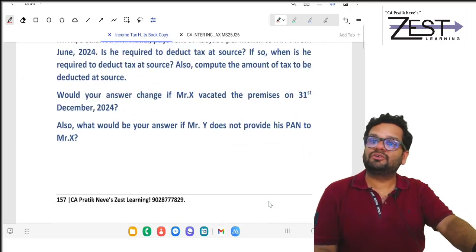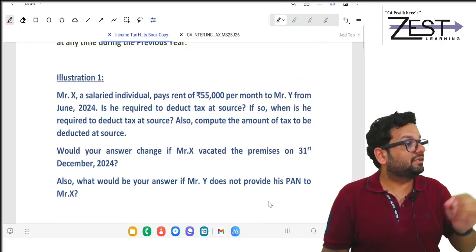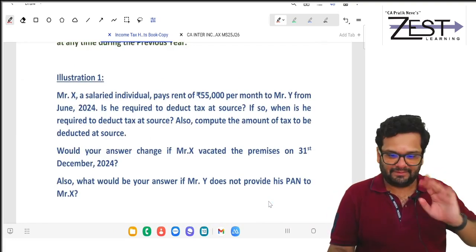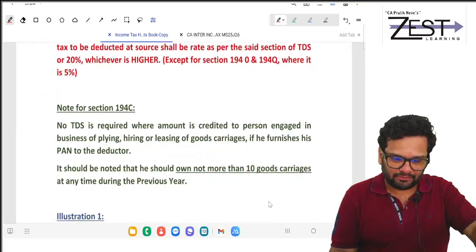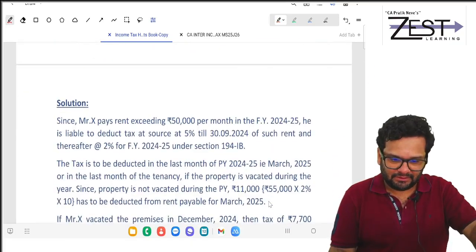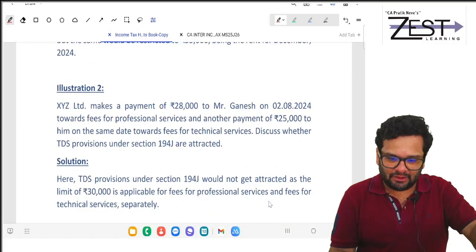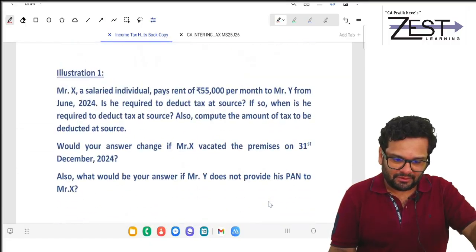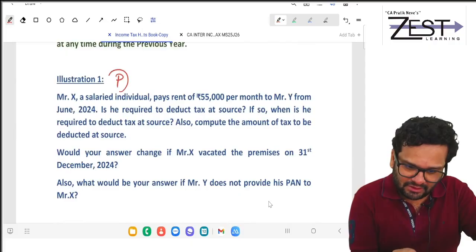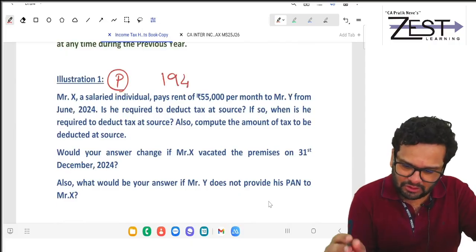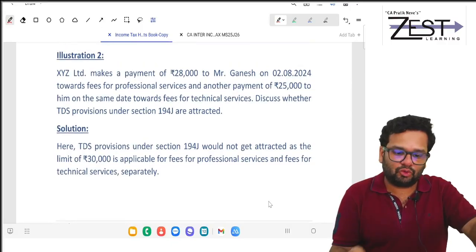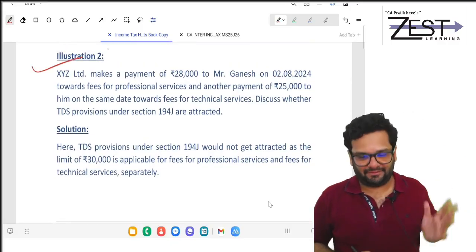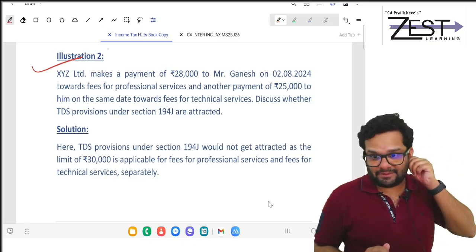Fine, so have you understood all the provisions that we discussed till now? I hope so. These are ILUs. This ILU is pending. This ILU is on 194IB. This is pending. Go to ILU 2. Read it, leave it. You should be able to answer it.